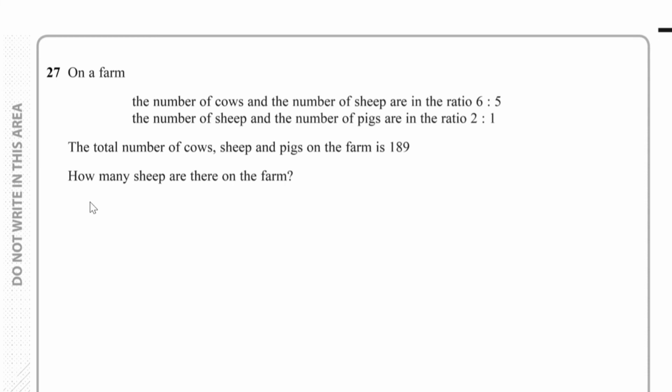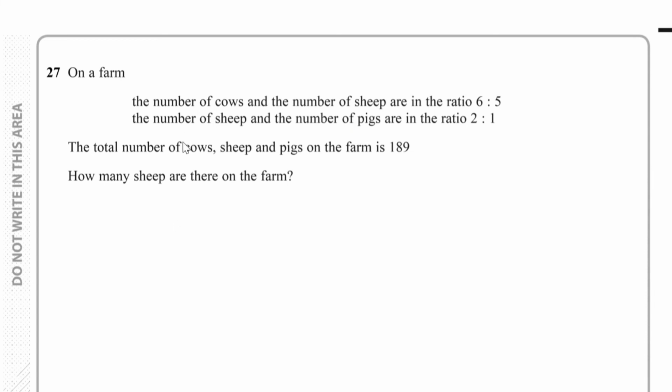Question number 27. On a farm, the number of cows and the number of sheep are in the ratio 6:5. The number of sheep and the number of pigs are in the ratio 2:1. The total number of cows, sheep and pigs on the farm is 189. How many sheep are there on the farm?